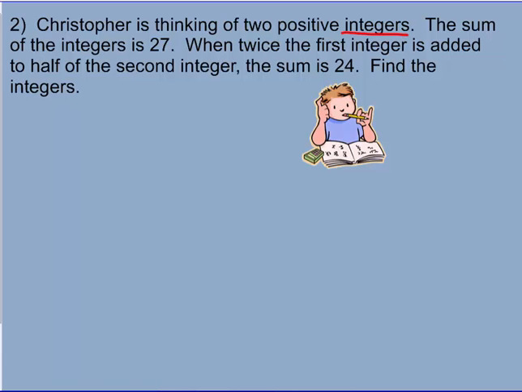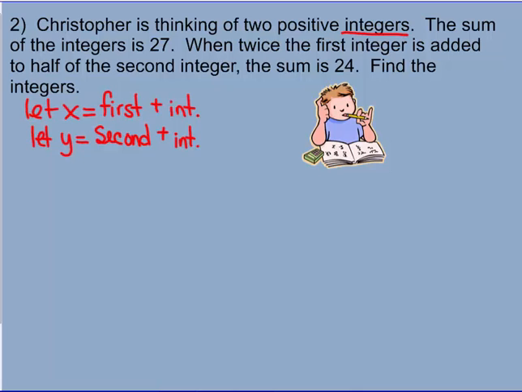So there are two positive integers. So I'm going to say let x equal the first positive integer, and let y equal the second. Got to find two things. The sum of the integers is 27. So x plus y is 27.